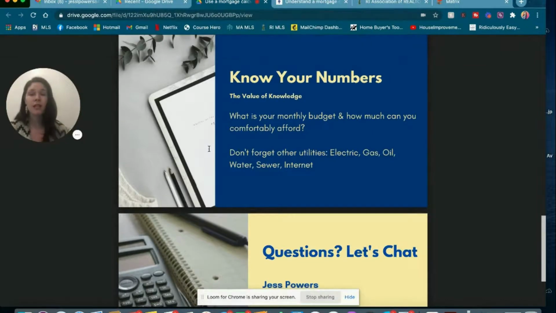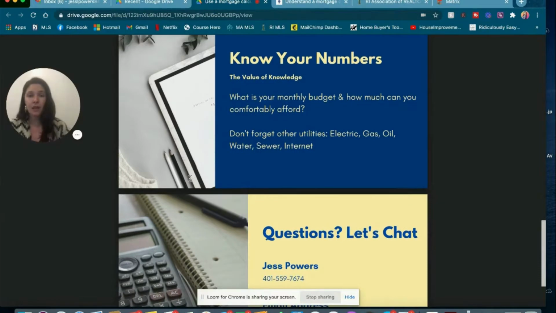So let's see, another point I want to make, don't forget that you've got to put in your other utilities. When you're thinking about your monthly mortgage and your monthly budget and you're buying a house, you're going to have water and sewer, which you probably don't have when you're renting, in addition to your gas, electric, or oil if you've got it.